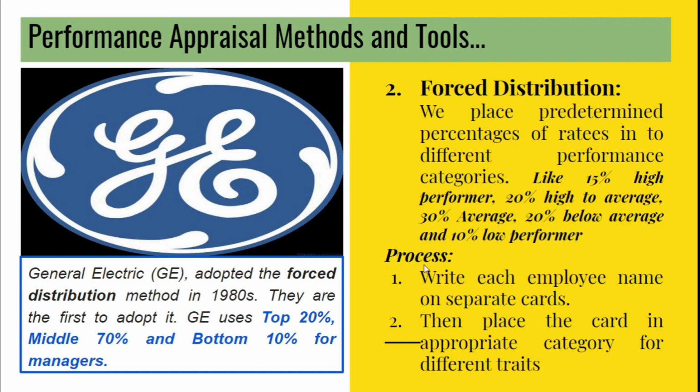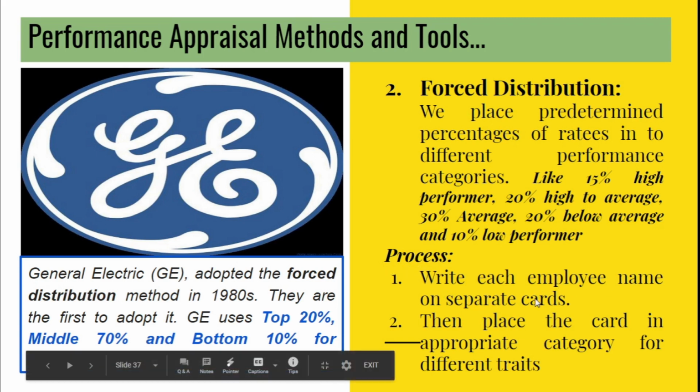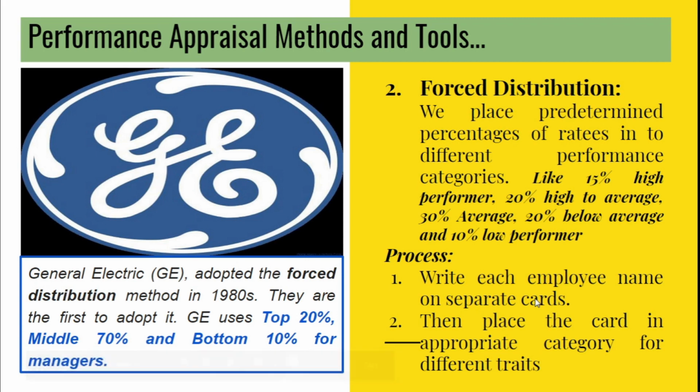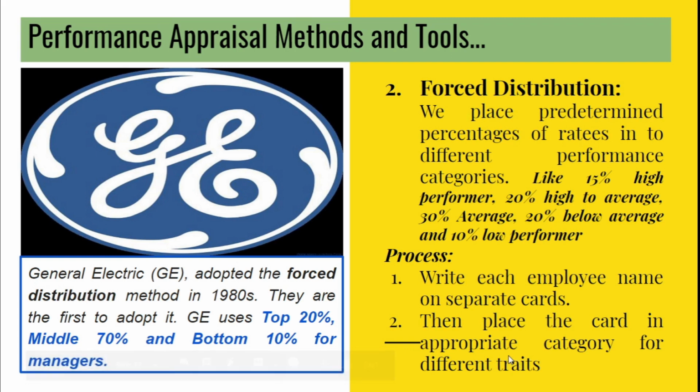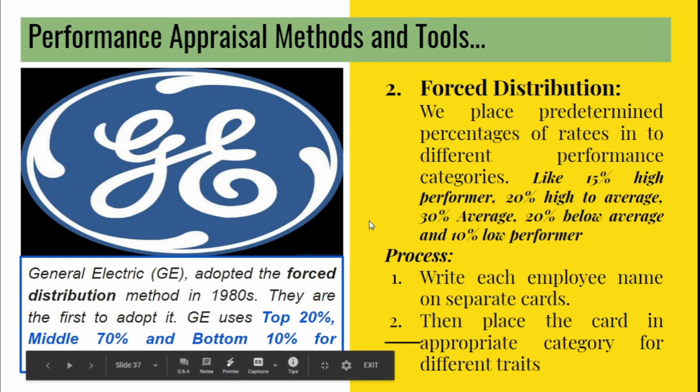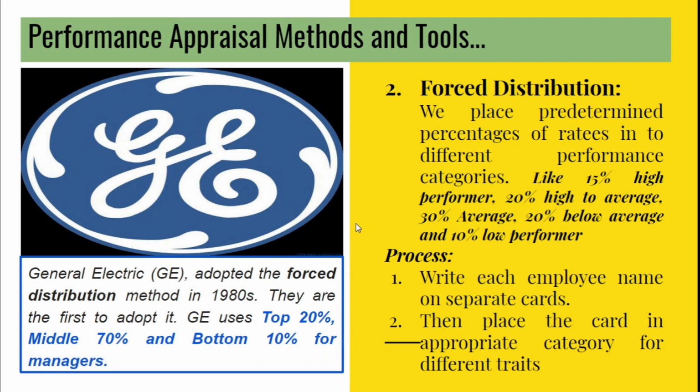At first, we'll write each employee's name on separate cards for which forced distribution is to be performed. Then we'll place the card in the appropriate category. Like in GE, there are 3 categories: top 20, middle 70, and bottom 10%. Please understand, we'll place these cards into different categories for different traits of the employee. Different traits may include quality of work, timeliness, creativity, etc.